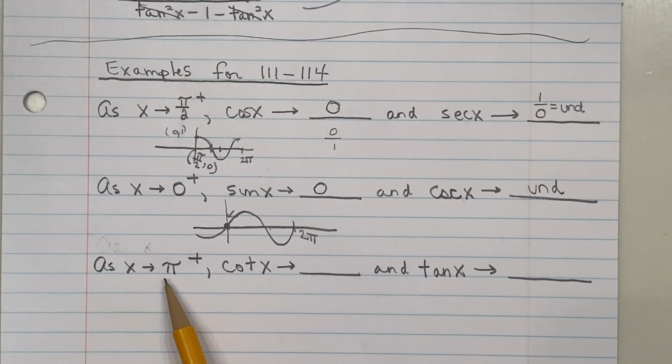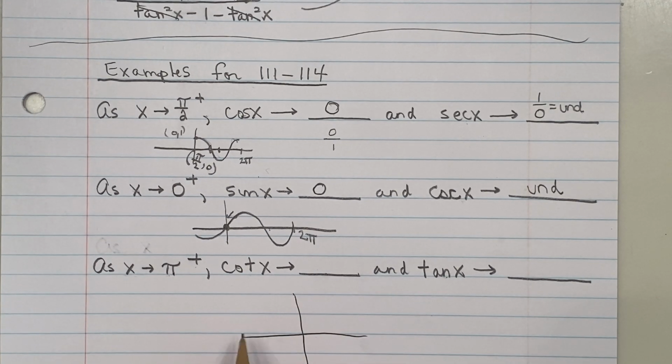All right, third and final example. I'm not going to work with cotangent. I could, but I'm going to instead work with tangent. As x coordinates approach pi from the right, what are the tangent values going to be? And then I'll reciprocate this answer and record it here.